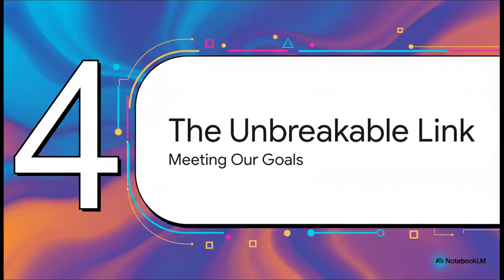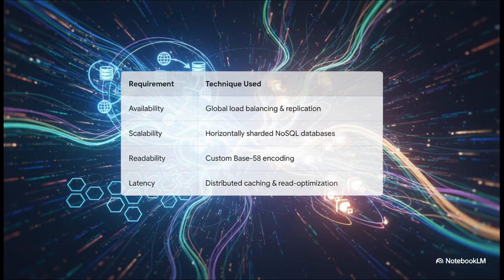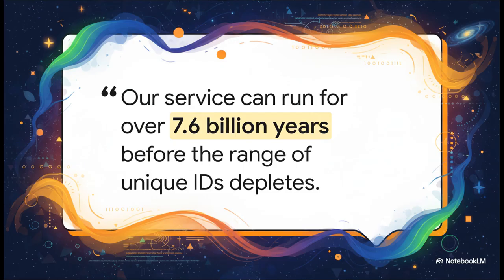All right, so for our final section, let's put it all together and see how this really elegant design creates what is, honestly, a near perfect experience for us, the users. And this table just lays it all out perfectly. You want the service to be available all the time? Well, you use things like global load balancing and constant backups. You need it to scale forever? You don't use one massive database. You spread the data out across lots of smaller ones. That's called sharding. Readability, we've talked about that. It's that custom base 58 trick. And latency, making it feel instant, that's all about clever caching, keeping the most popular links ready to go in super fast memory.